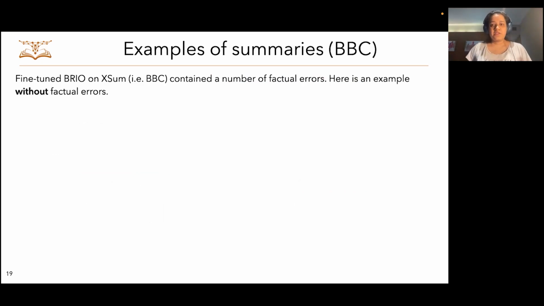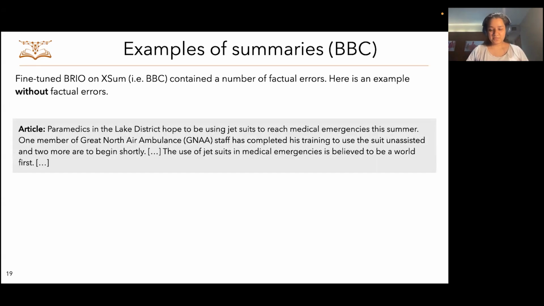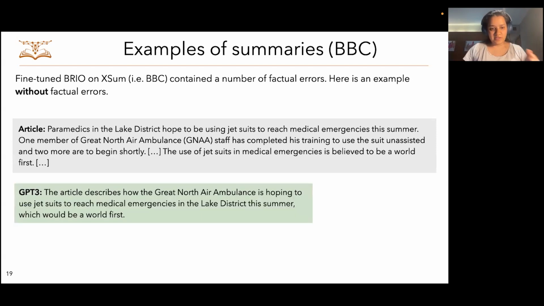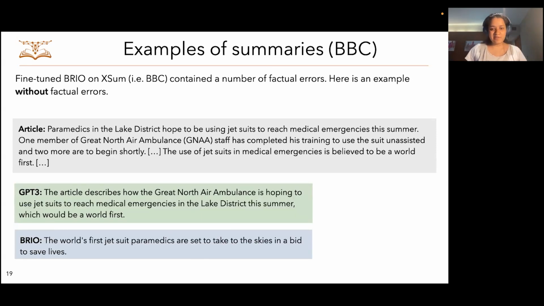Okay, so let's look at a few examples of generated summaries now. Because Brio summaries had a lot of factual errors, I've ignored all of those and included an example here where it did not have a factual error. So it's again the same article from before, and we saw the GPT-3 summary before, and we also saw the Brio summary before.